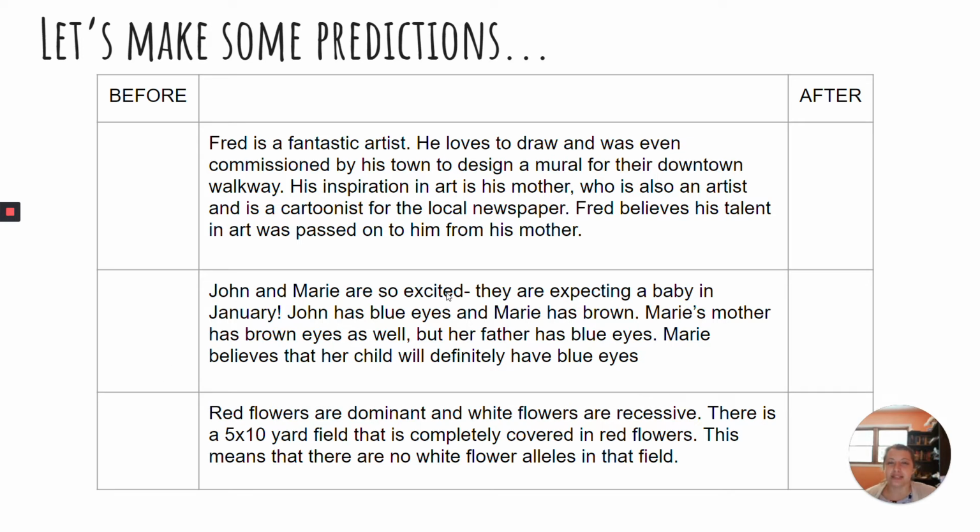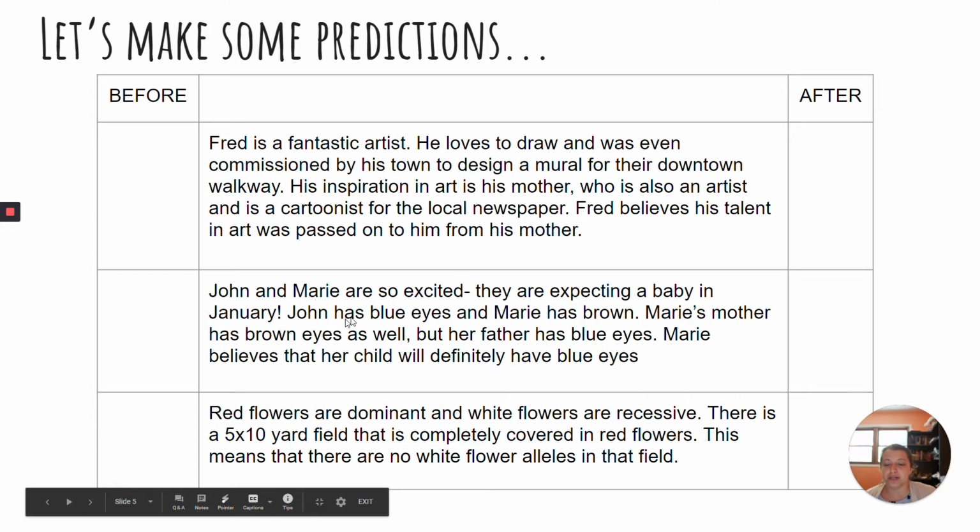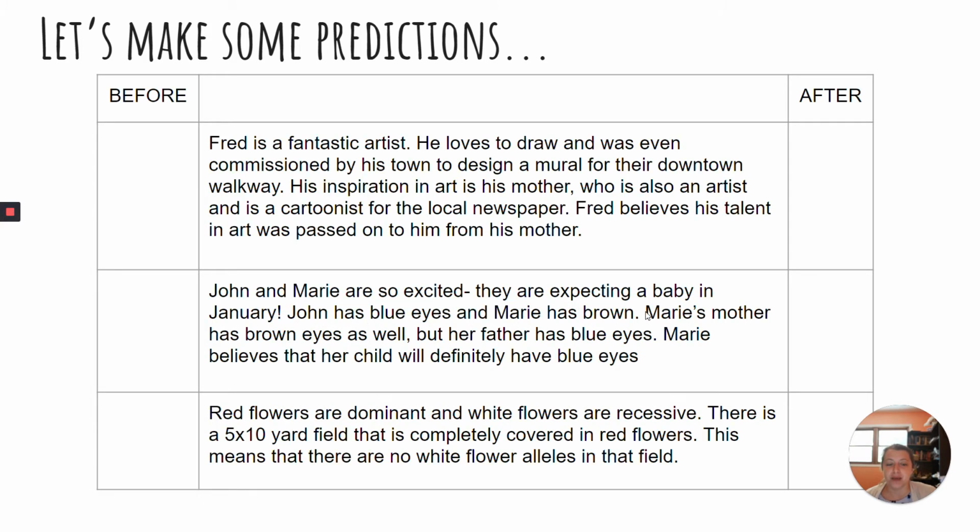I know that's a lot of eyes that you have to keep written down. If you need to write it down, who has brown eyes, who has blue eyes, that's totally fine. But John, so father, has blue eyes. Marie, mother, has brown. Marie's mother has brown and blue. Okay, and she ended up getting brown.